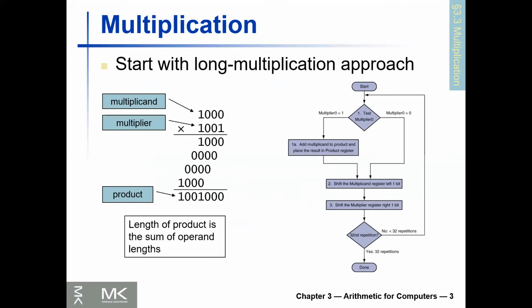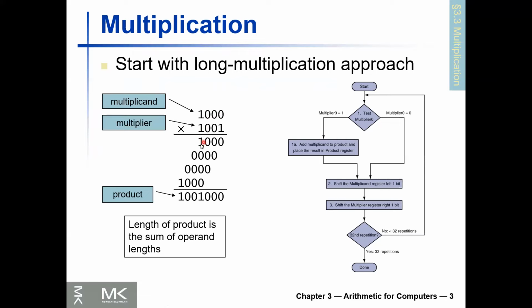So the multiplication is basically going back to high school and trying to understand how we need to multiply two numbers, the process which we can see here. Starting with a long multiplication approach, first we need to know what we call each number. We have two numbers which we want to multiply. The first number, the one which you are multiplying, is called the multiplicand. The other one, by which you are multiplying, is called the multiplier.